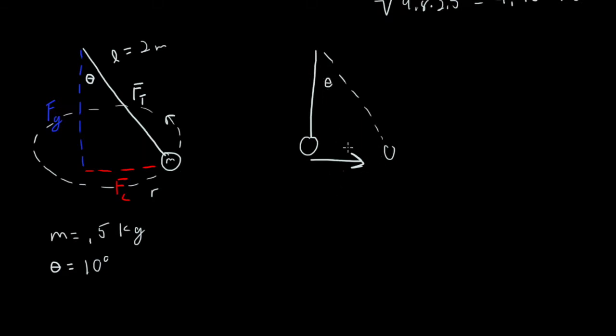What I want to know is, what velocity does it need to be spun at to reach an angle of 10 degrees? Now, if I increase my velocity, my angle would increase. That seems straightforward, that seems obvious. So let's start with a length of 2 meters, a mass of 0.5 kilograms, and that angle of 10 degrees. How can we solve this?